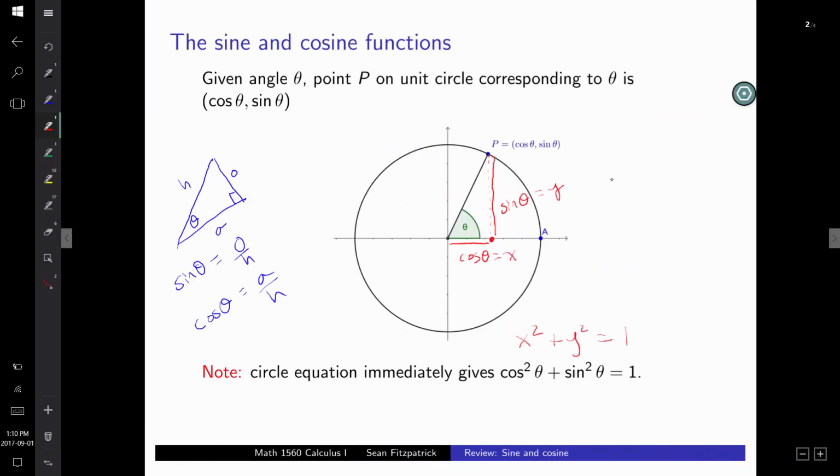Well, I mean, there's a couple of easy ones, right? 0 degrees. Well, we know that point is (1, 0), so we know right away that cos of 0 is 1. We know that sine of 0 must be 0, because those are the coordinates for that point when the angle is 0. And up here at the point (0, 1), this is a right angle, 90 degrees, in radians that's pi over 2. Cosine of pi over 2 is 0. Sine of pi over 2 is 1.